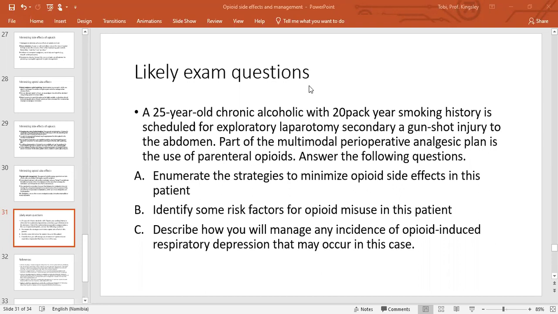A 25-year-old chronic alcoholic with a 20+ years smoking history is scheduled for an exploratory laparotomy secondary to a gunshot injury to the abdomen. Part of the multimodal perioperative analgesic plan is the use of parenteral opioids. Answer the following questions. Enumerate the strategies to minimize opioid side effects in this patient.